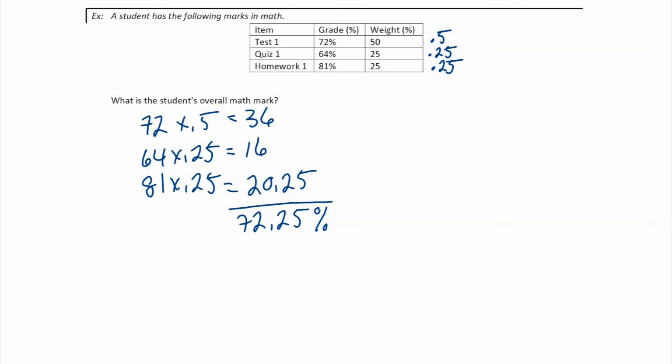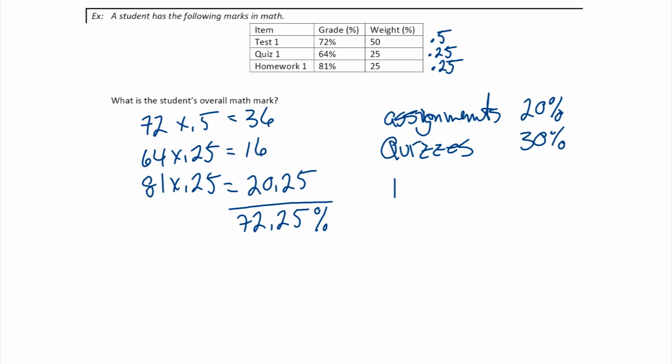So this is very much the same kind of process that we use here at school to calculate your averages. We put different weights on different things. In our class, assignments get assigned a weight of 20%. Quizzes get assigned a weight of 30%. And tests get assigned a weight of 50%. That gives you 100% of that mark.